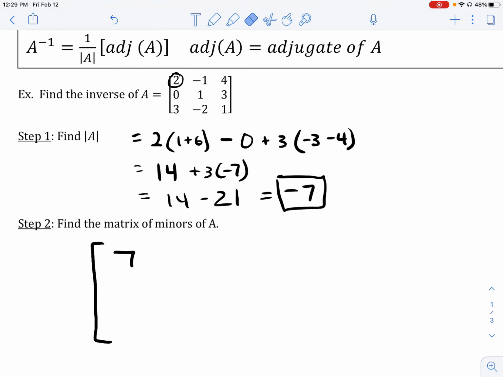Next up, if we take this term here, -1, we cross these out, and we find the minor of -1. Well, that's 0 times 1, which is 0, minus 9. So that's just going to give me -9. Next up, let's find the minor of 4. Cross these out, and we go 0 times -2, which is 0, minus 3, which is just -3.